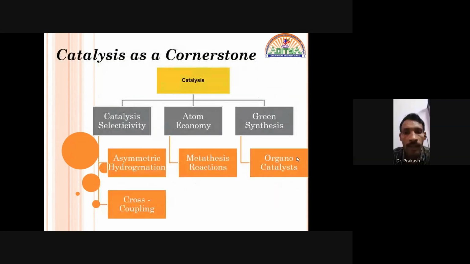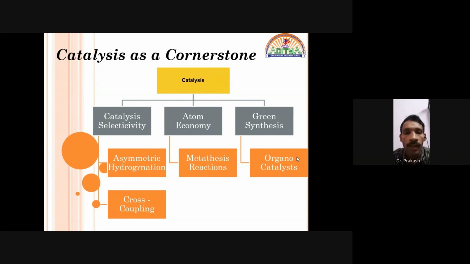The next page. Here, in the reactions we are definitely applying the catalyst. The catalyst plays a vital role in the reaction.